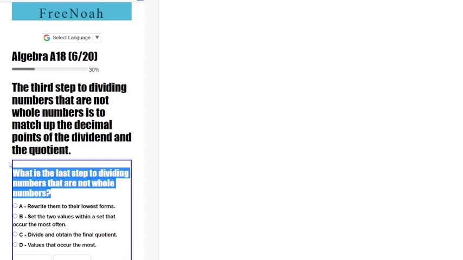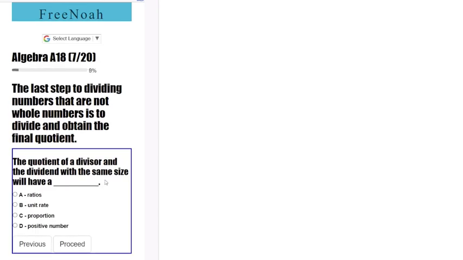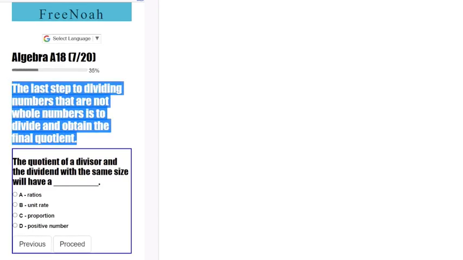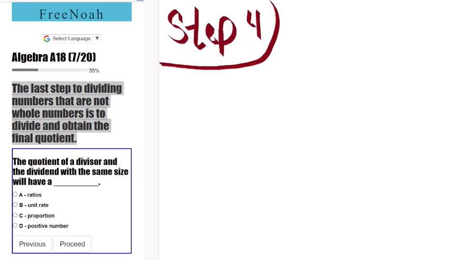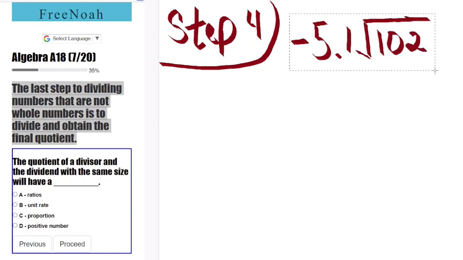Alright, let's finish up this last video here on the steps to dividing numbers that are not whole numbers. So the last step here is to divide and obtain the final quotient. Step 4. We're going to take -5 and 1/10 and see how many times it can go into 102 here.